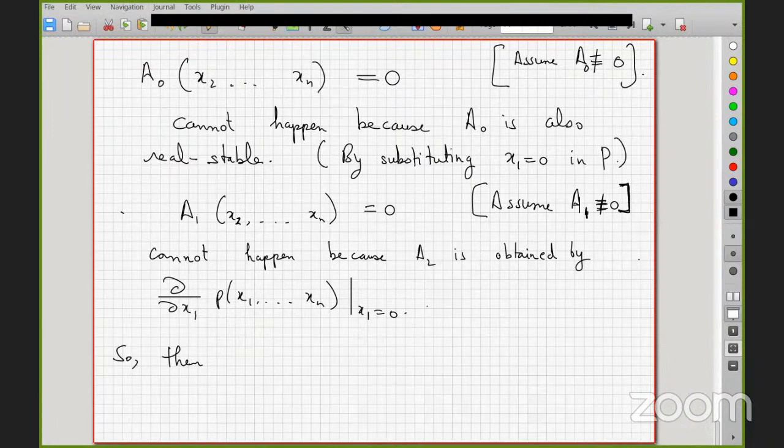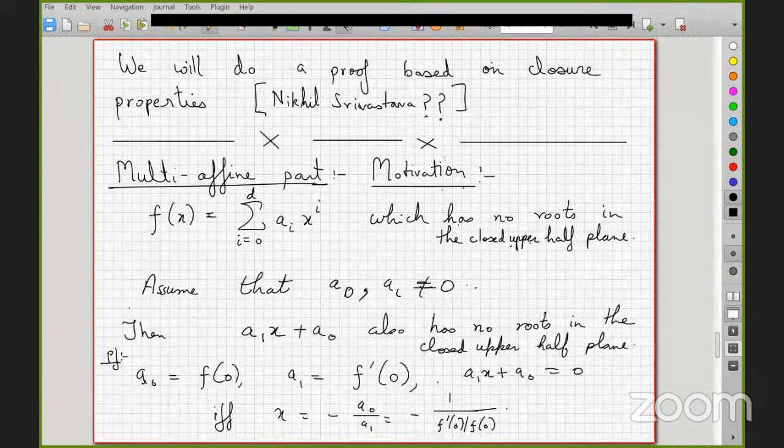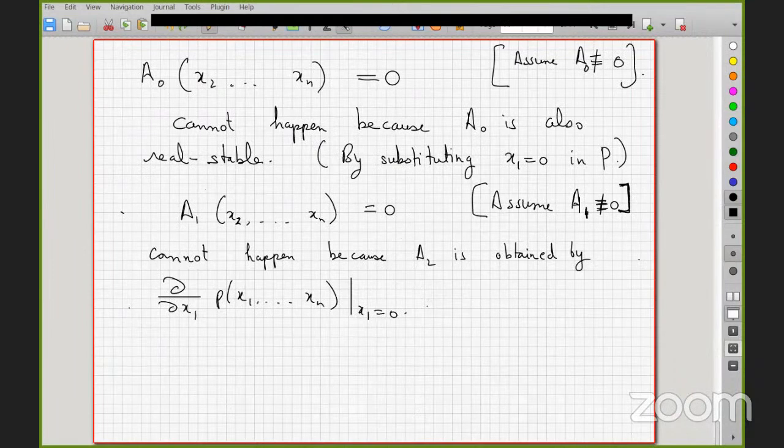Why does the univariate argument not do it? Because you get x1 times something which is not. Yeah, the only thing is that I assumed the closed upper half plane. But it's the same. That's not a problem.